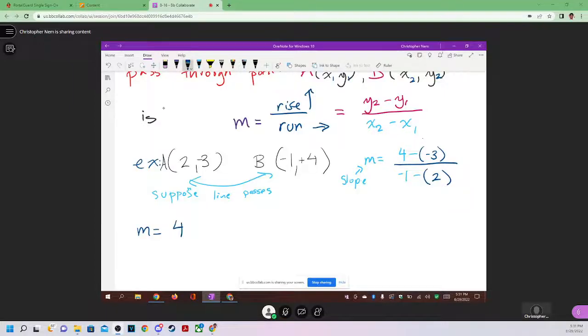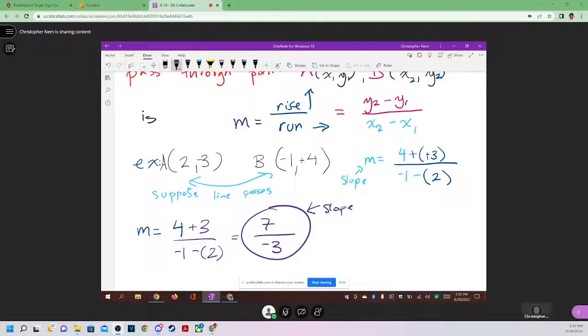I can distribute this negative, or another idea of how you can imagine that is that we can always just turn subtract into addition. So this becomes 4 plus 3 all over negative 1 minus 2. And that's going to give us 7 over negative 1 minus 2. That is going to be negative 3. So this is the slope of your linear equation. Great.